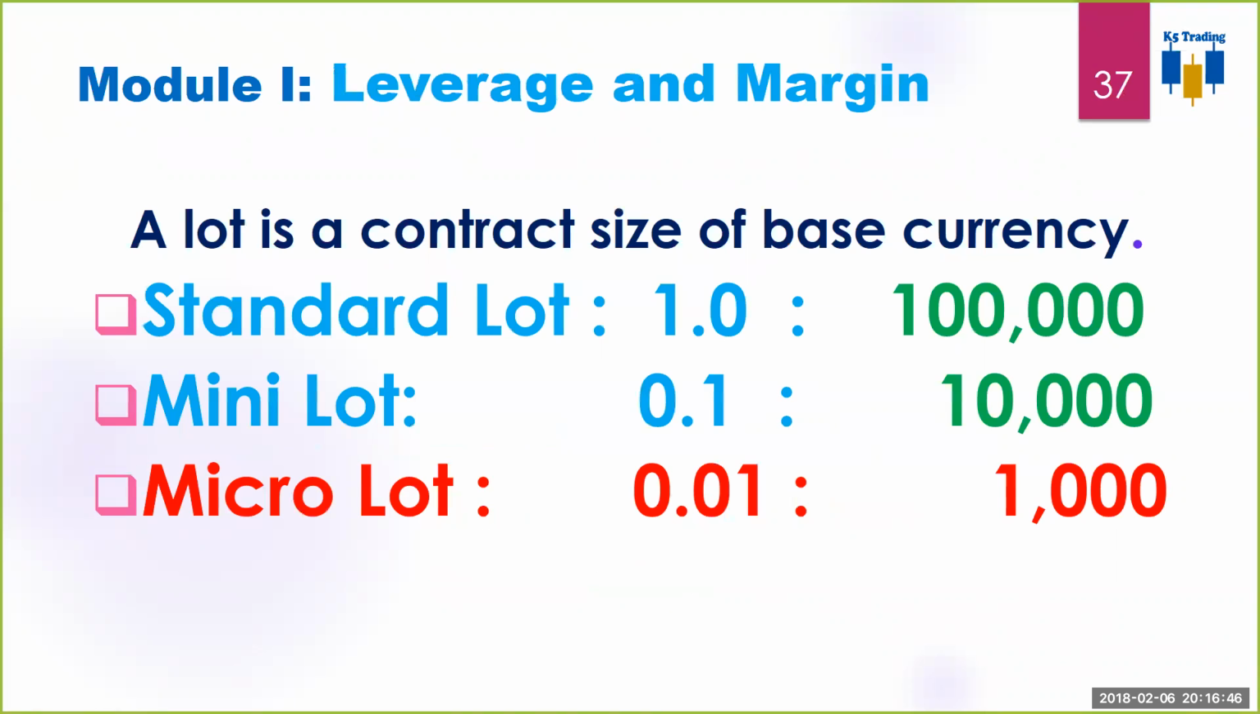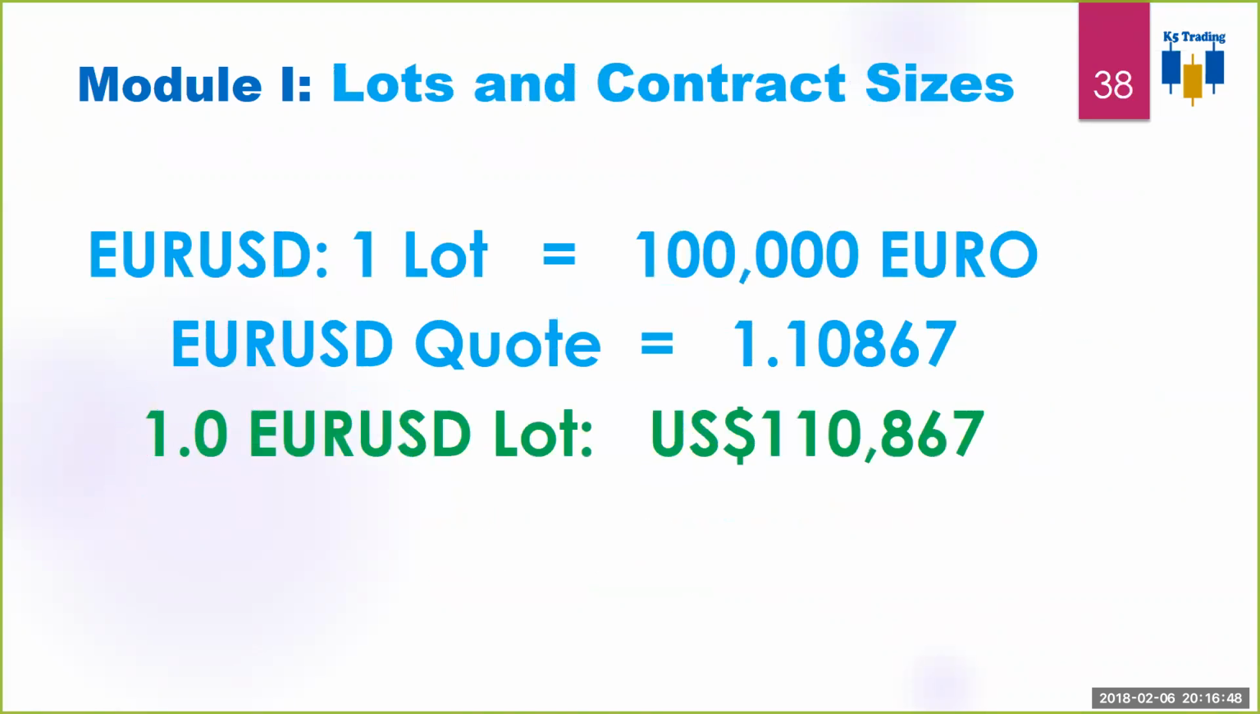For example, if you want to buy one lot of Euro USD, it means you are going to trade 100,000 Euro USD. Euro USD is quoted at 1.10867. It means to buy one lot of Euro USD, you require $110,867.